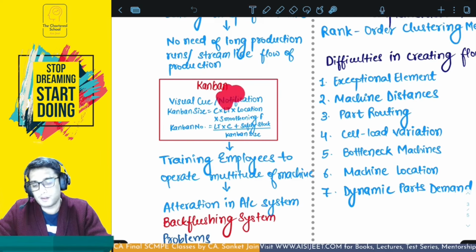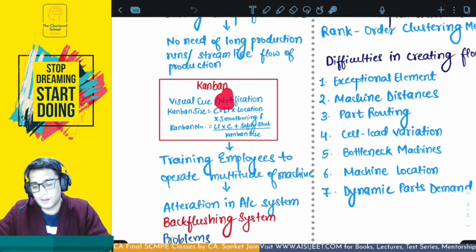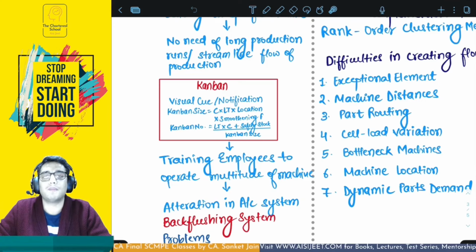Then you have the lead time. Lead time, I've already explained, is the time that you are going to require for the goods or components to be delivered to your location from the supplier's location. That is lead time. So consumption multiplied by lead time multiplied by location.